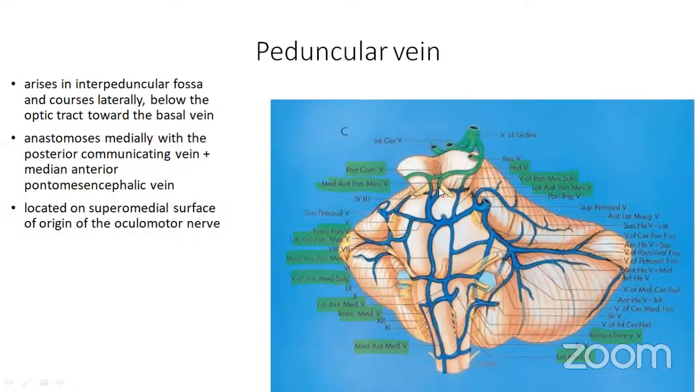It anastomoses medially with the lateral border of the posterior communicating vein and the superior border of the median anterior pontomesencephalic vein. It is to be noted that it is located on the superior medial surface of origin of the third nerve.